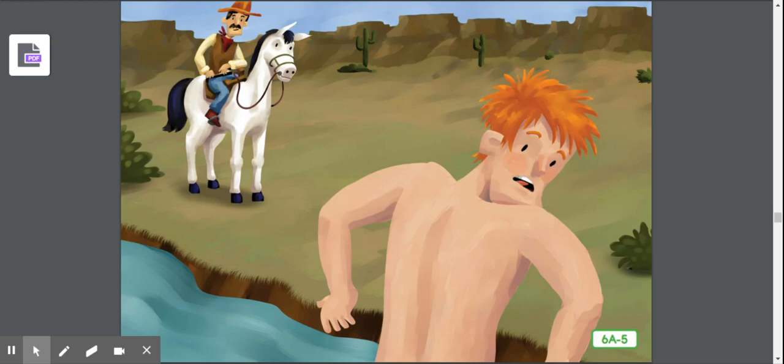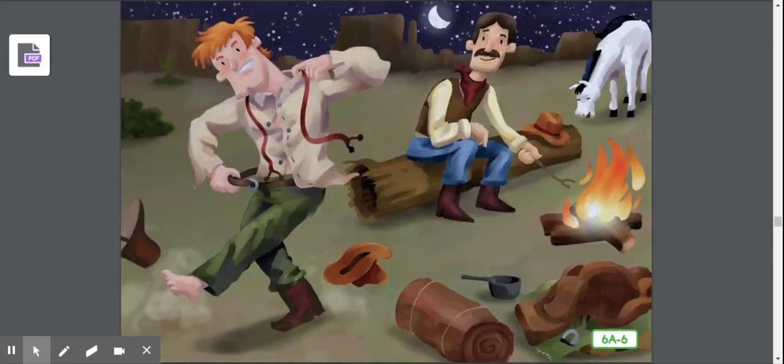He went to stay with the man, who just so happened to be a cowboy. The man gave Bill some clothes to wear and a horse to ride. He gave him a nickname, Pecos Bill. Why did the man call him Pecos Bill?